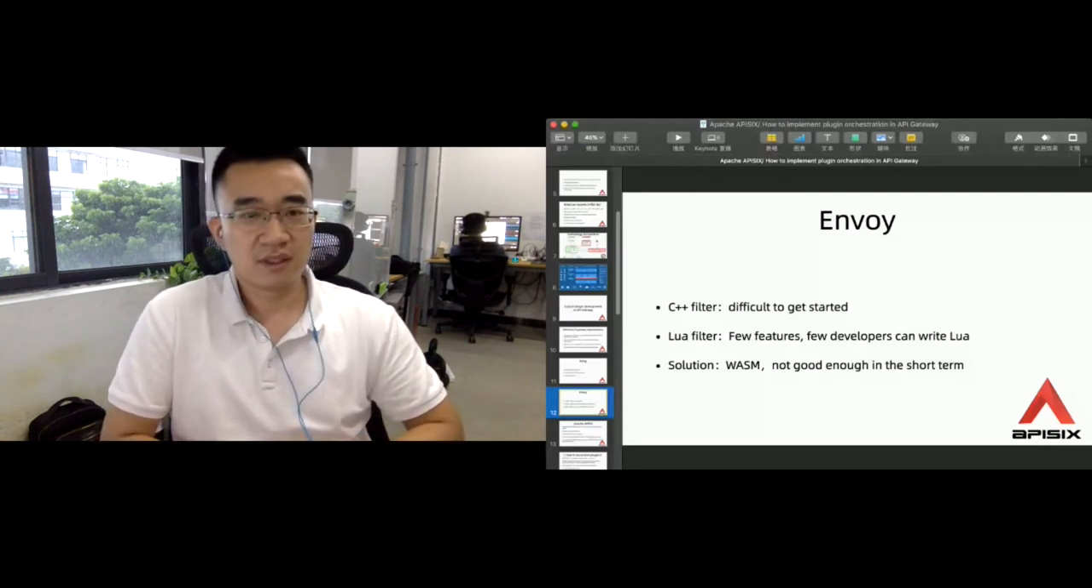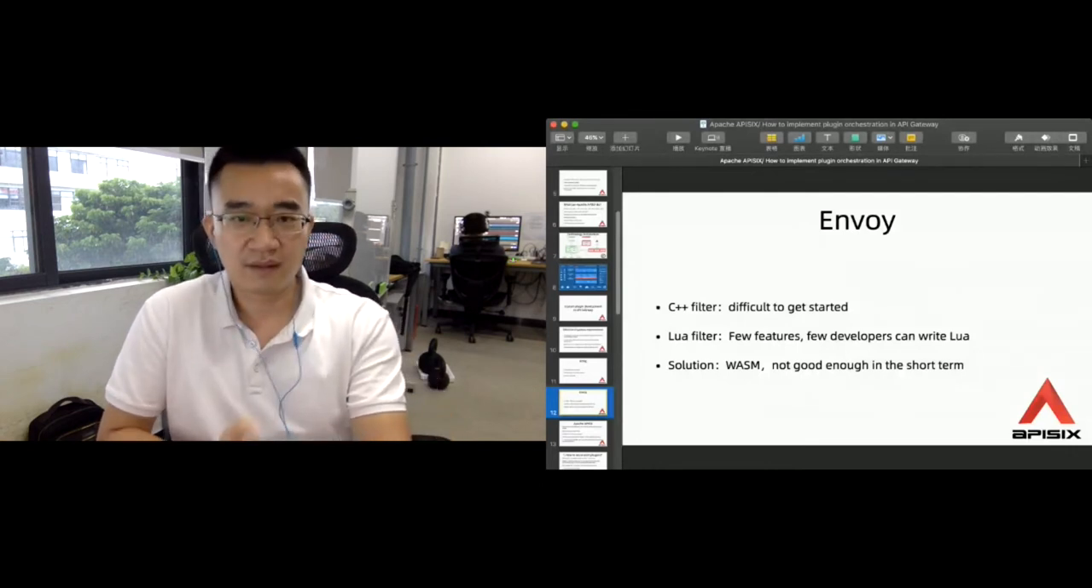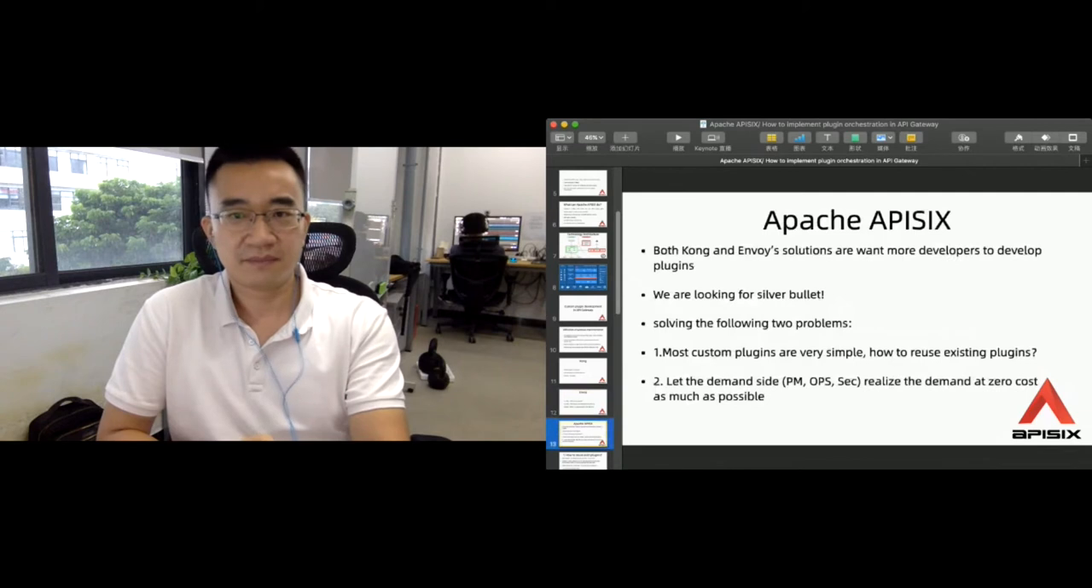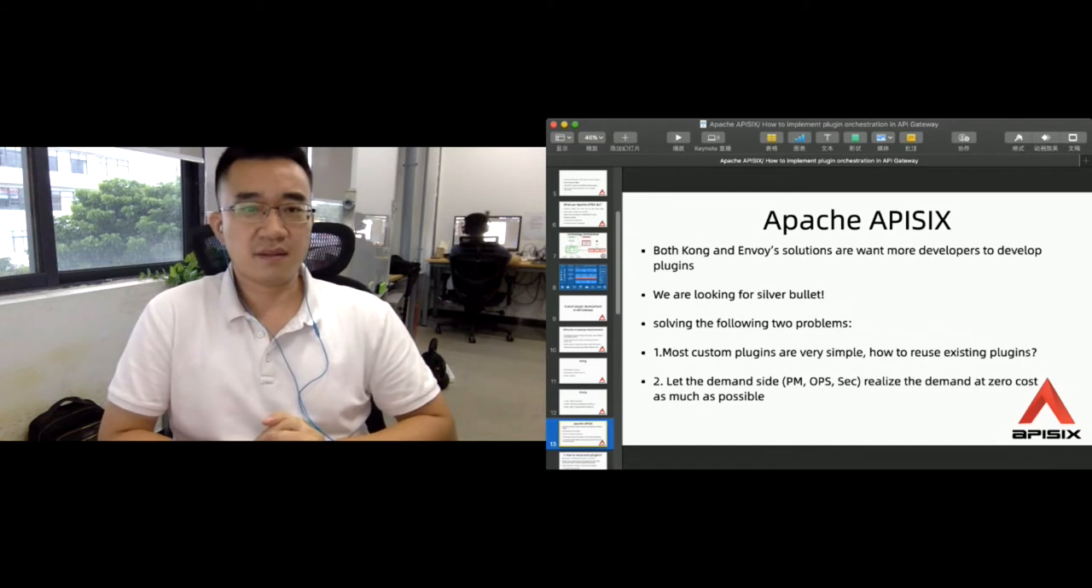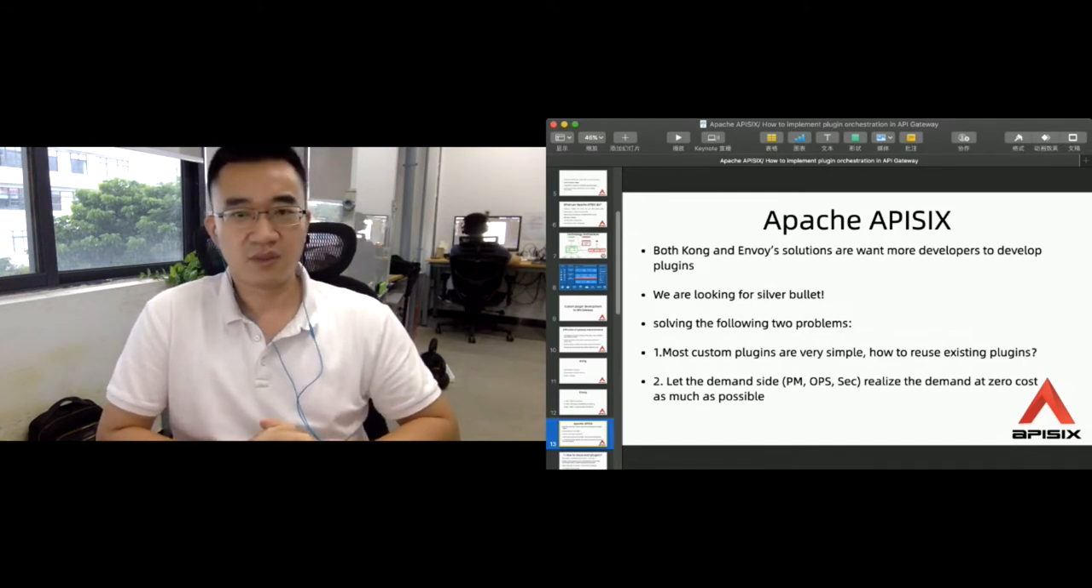The solutions of Kong and Envoy are the same. They hope to attract more developers to have the ability to develop plugins, whether they use Golang, Lua, or WASM. So back to APISIX, we hope to find a silver bullet. So what does this silver bullet look like? We think that at the gateway level, the following two problems must be solved.